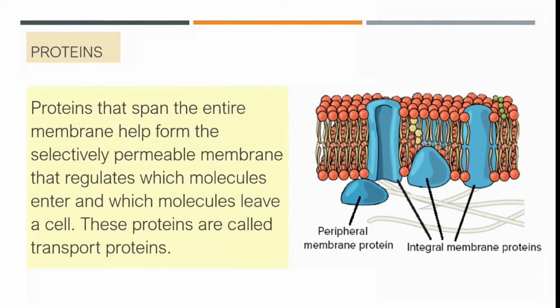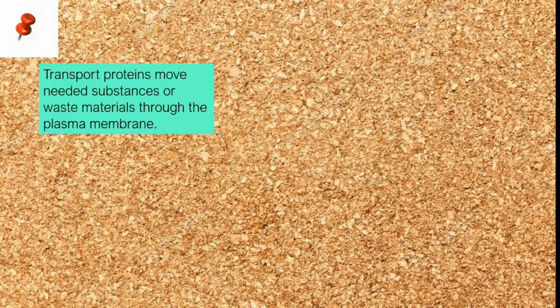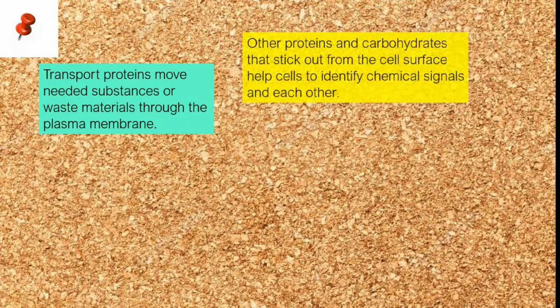You've learned that proteins are found within the lipid membrane. Proteins that span the entire membrane help form the selective permeable membrane that regulates which molecules enter and which molecules leave a cell. These proteins are called transport proteins. Transport proteins move needed substances or waste materials through the plasma membrane.